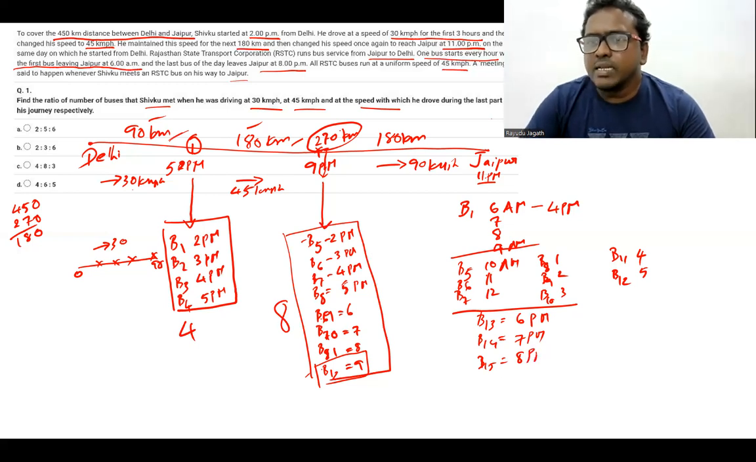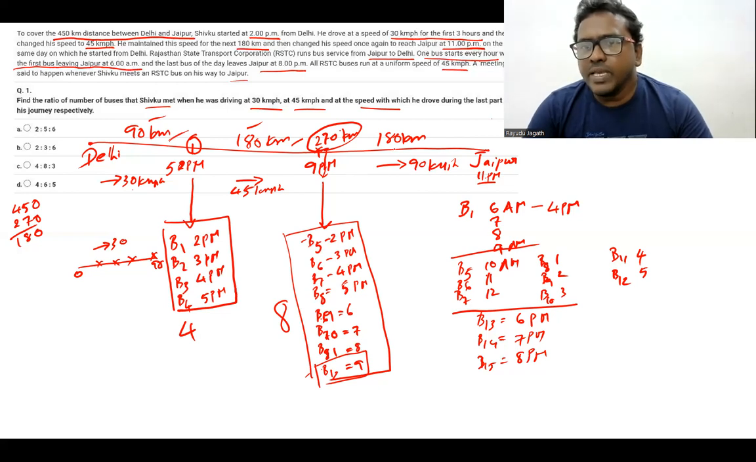So we can see that Shiva will be at Jaipur at 11 p.m. He meets the bus started at 6 p.m. with a speed of 45 kilometers per hour somewhere in this 180-kilometer journey. So 9 p.m. to 11 p.m. is a duration of 2 hours. In that duration, Shiva will be at the midway between 270 and Jaipur at 10 p.m., and at Jaipur at 11 p.m.